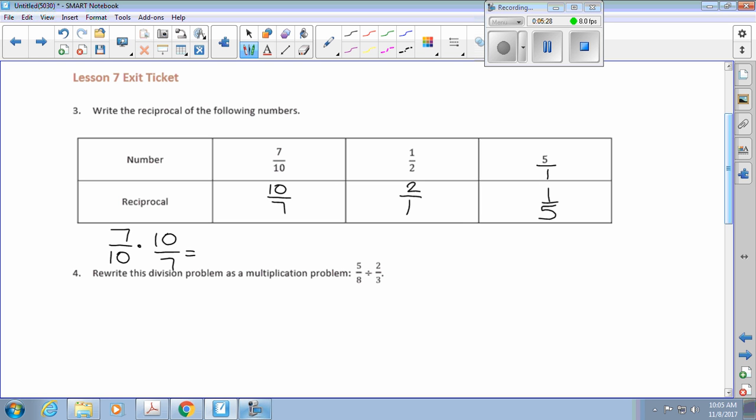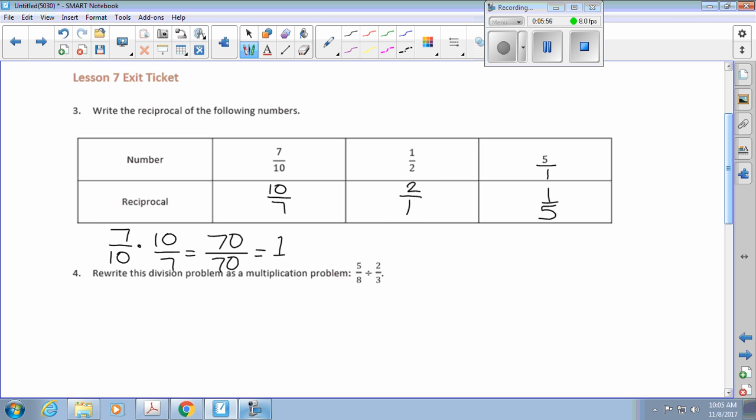Coming over to Genevieve. 70/70 or 1 whole. Very good. Yeah, you would get 70 over 70, 70/70ths. And any number over itself is equal to 1, right? So anytime you multiply a reciprocal times the original number, you're going to get just 1, all right?